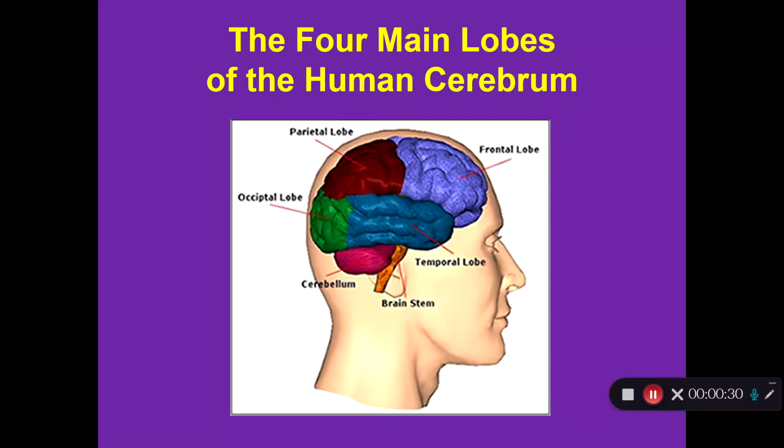And we left off last time talking about the four lobes of the cerebrum, shown here as different colored regions of the cerebral cortex, which is the outside of the cerebrum. They are the frontal lobe, the occipital lobe, the temporal lobe, and the parietal lobe. You'll remember that from last time.